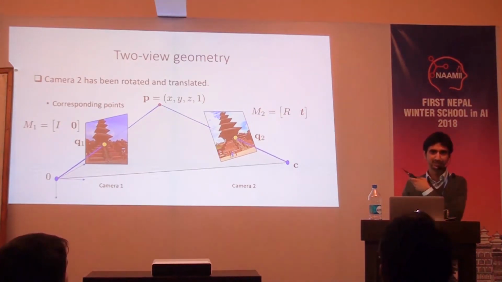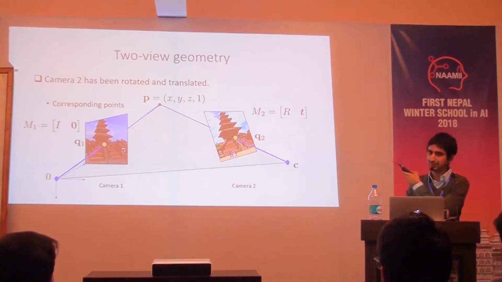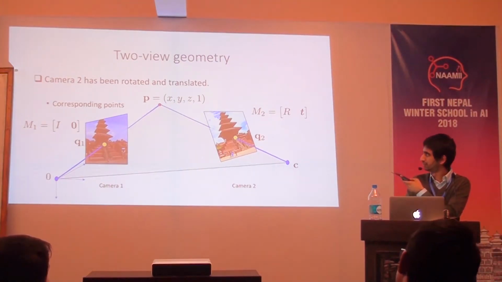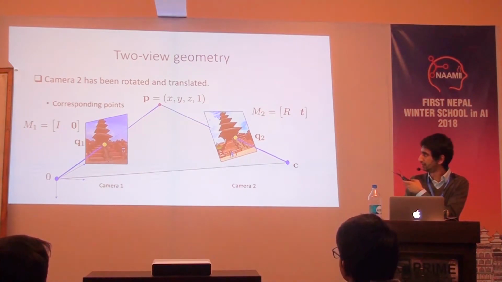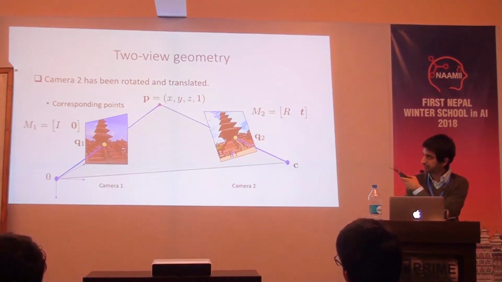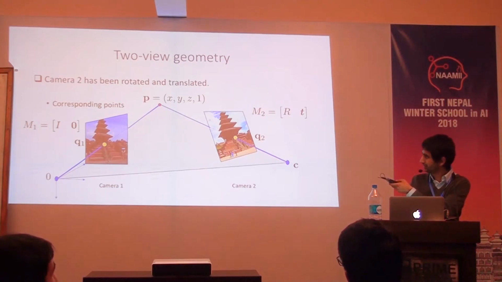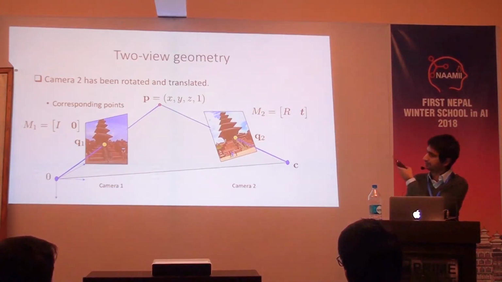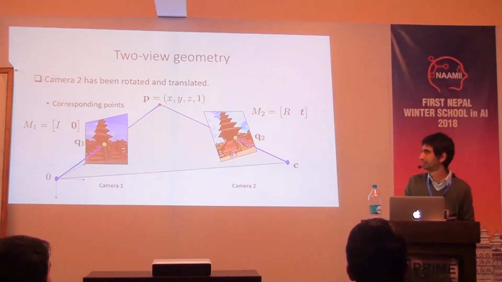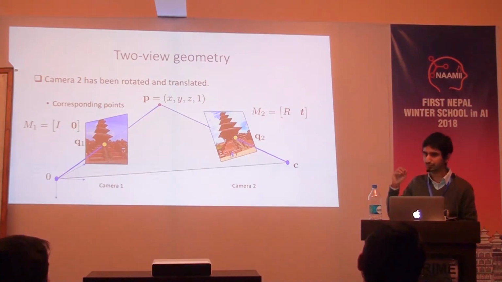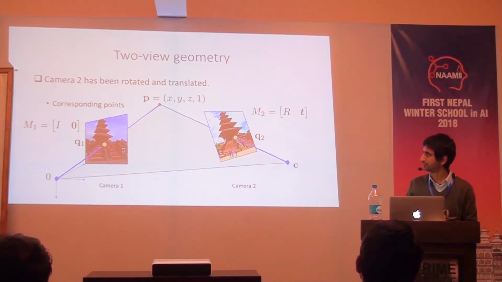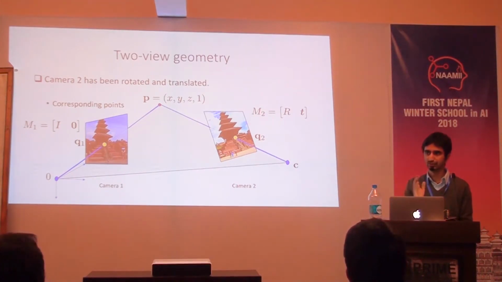So what I wanted to say is that Q1, Q2, P form a triangle, which is in the same plane as the camera center, this camera center, and P. So what we want to do is derive the relationship. For that, we should assume how the camera has changed. The first case: the camera is at the origin and looking straight.